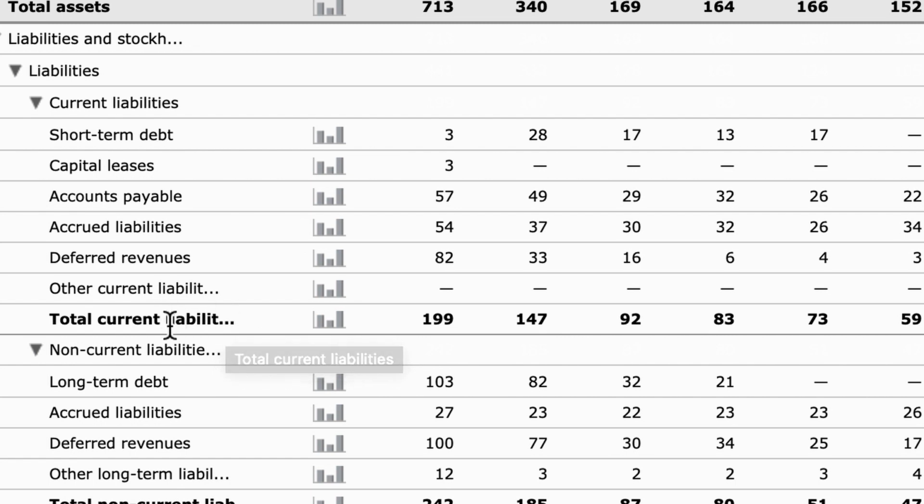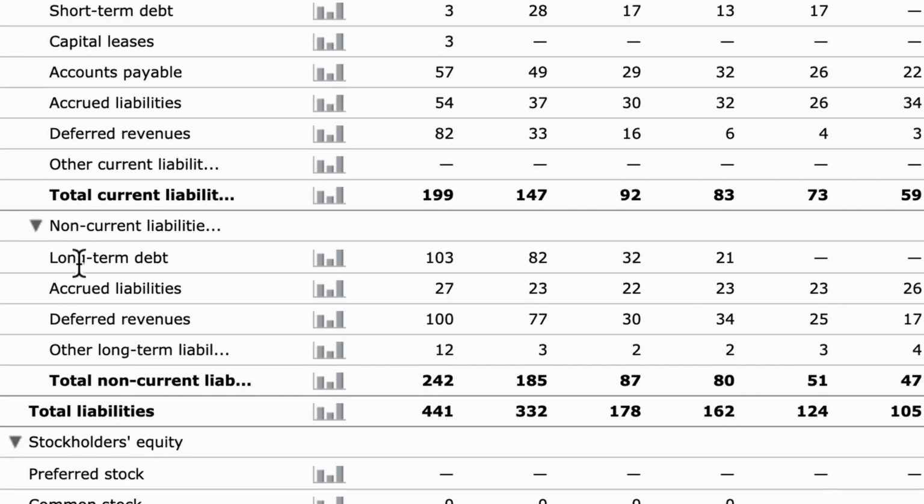So at the bottom here, we have total current liabilities, and these are just the numbers that are all added up together. Now we have non-current liabilities, and this will be the liabilities that have to be paid over a year. So we have long-term debt, and you can actually go on the 10K and they will describe a little bit about what kind of long-term debt they have and when it has to be paid off.